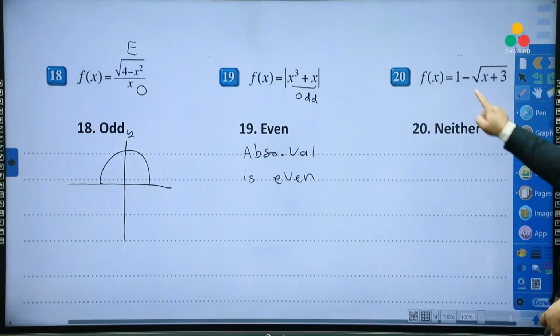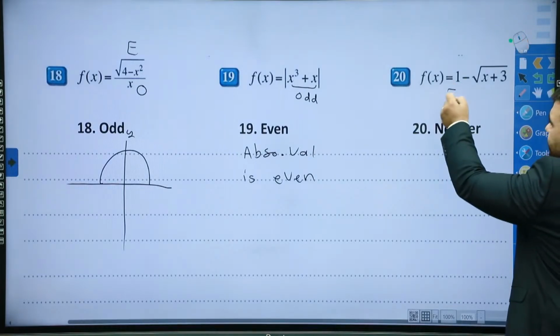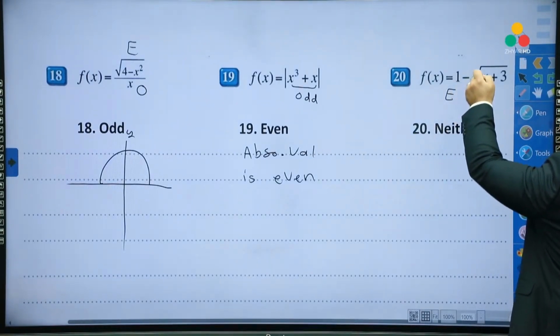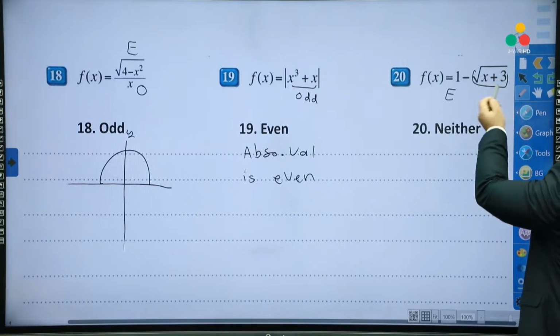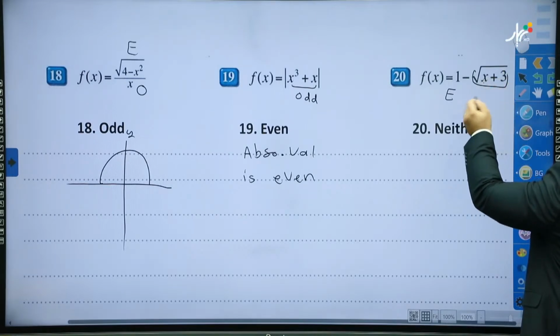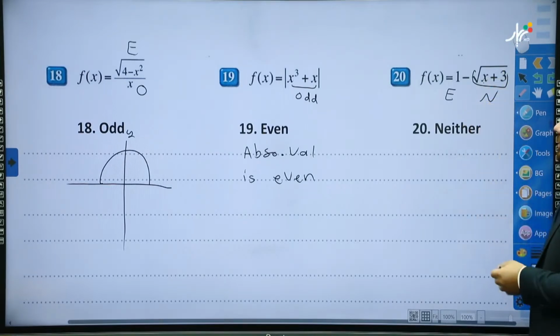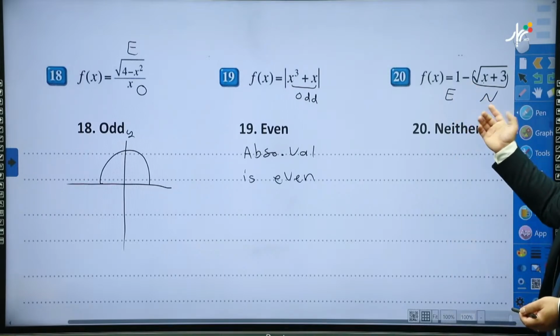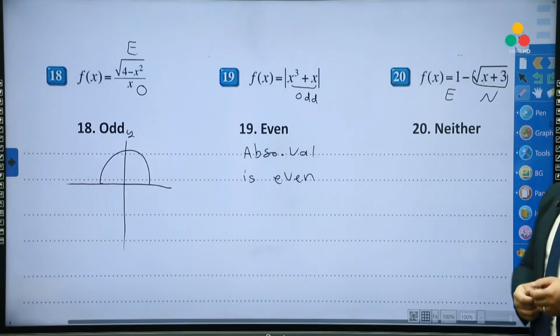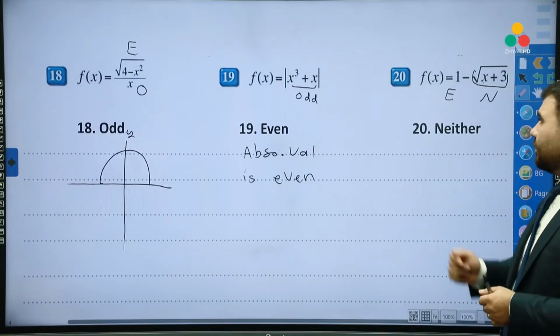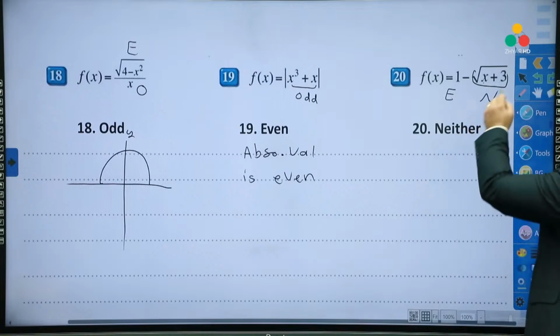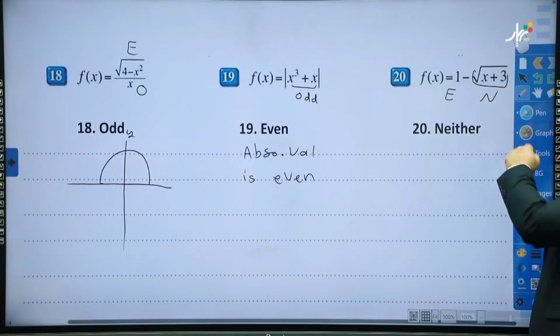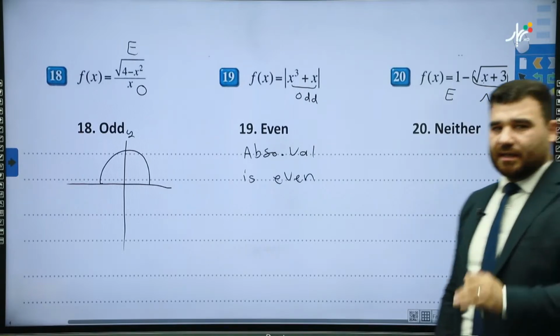This one, this part is even because it's just a number. This part is odd plus even combined. This part is none, not even nor odd. Then even minus none, the result will be neither as well. It's not even, not odd. Because of this, here we have even part plus odd part. X is odd, number 3 is even, then odd plus even is always neither.